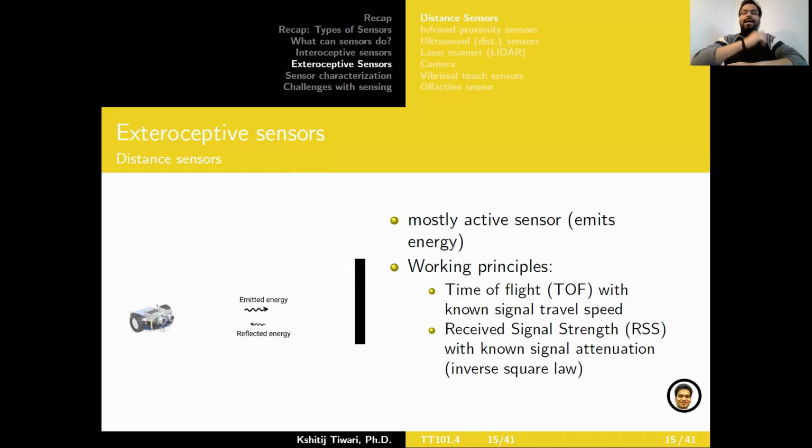Time of flight, on the other hand, is basically as the name suggests. You emit certain energy, and it comes back. When you emit, you start the timer. When it comes back, you stop the timer. So you have the time of flight.